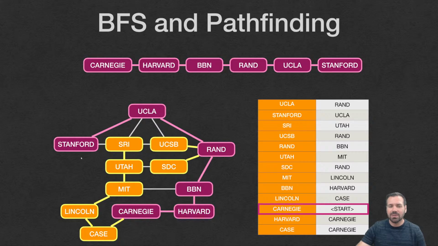But we also know that because when we found Stanford, we found it through nodes where we never made a choice. Like BBN, Harvard was the only node that could find BBN. BBN was the only node that could find Rand. Rand was the only node that could find UCLA. UCLA was the only node that could have found Stanford. For any of those nodes, we didn't make any choices. There were no arbitrary ties or anything.